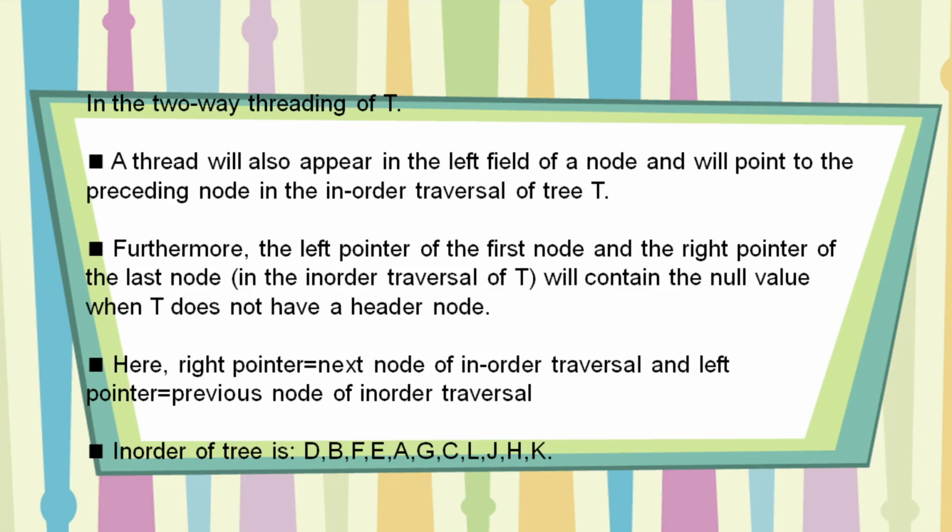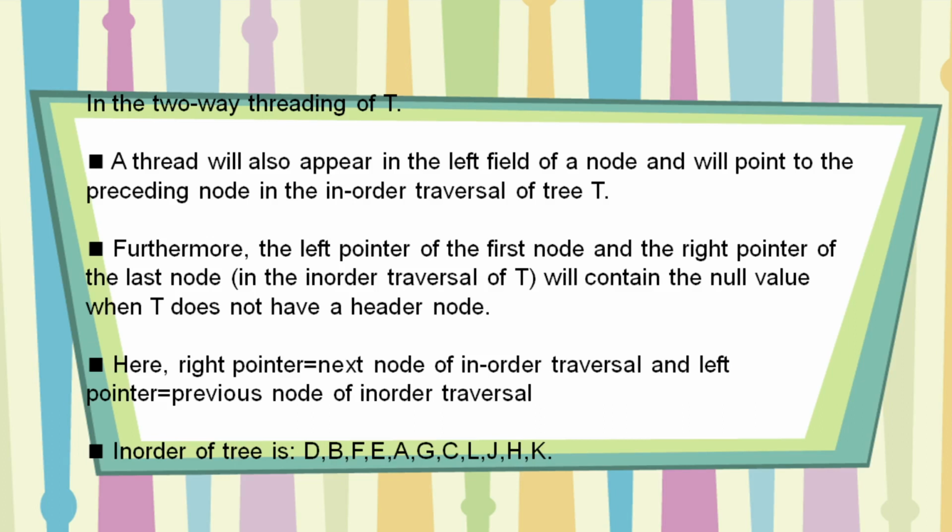The in-order of our tree structure is D, B, F, E, A, G, C, L, J, H, K. In one-way threaded binary trees, we have represented right child pointers to the successor. Now here we will point the left pointer to its preceder. The left pointer of the first node and the right pointer of the last node will contain null value in the tree, and it does not have any header node.